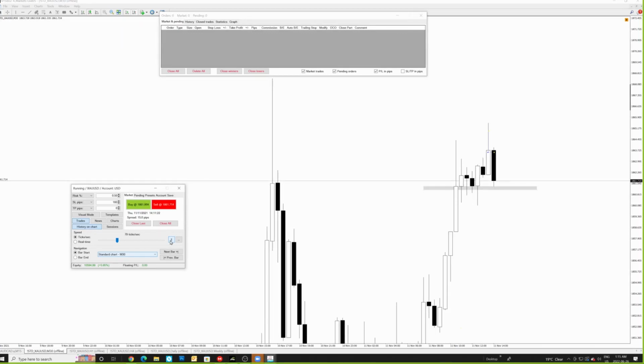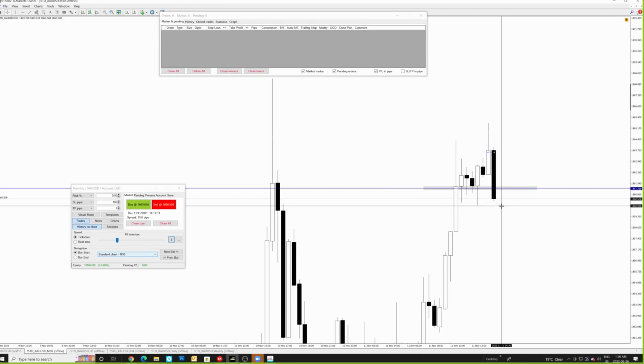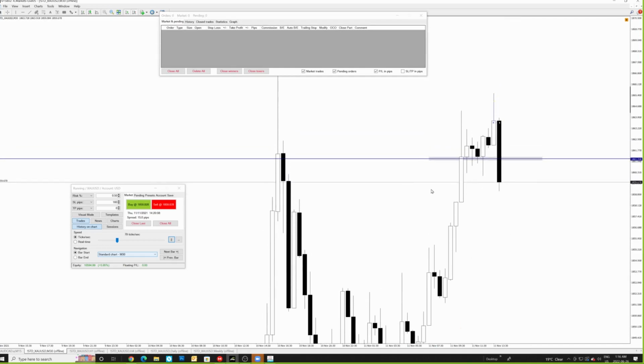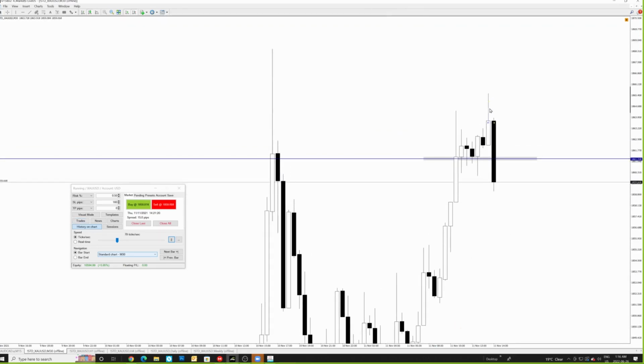Interesting. Very interesting. This is support we have. But if we break below this wick, then it's gone. Oh wow, yeah, it's gone now. It's going to correct this move.